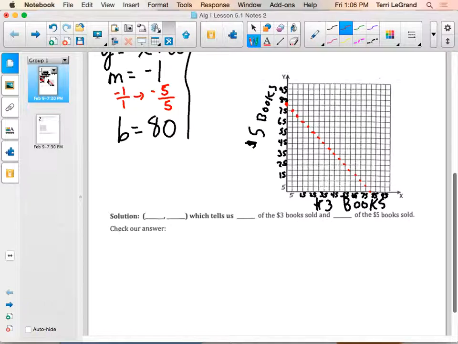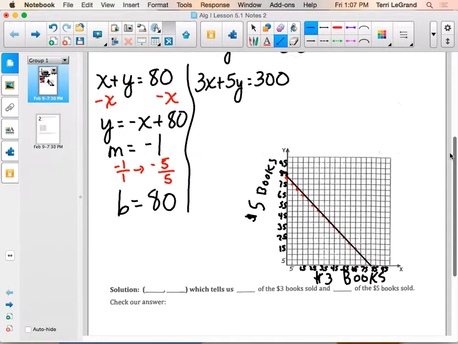And these are easy to make. Should we extend our line outside of quadrant 1? Why not? What happens if we extend it up here going into quadrant 2? We'd have a negative number of $3 books. What if we extended it down here into quadrant 4? Negative. We'd have a negative number of $5 books. Can't have either, so we're just going to connect the x-intercept and the y-intercept and say these are the only ones that make sense. Okay?